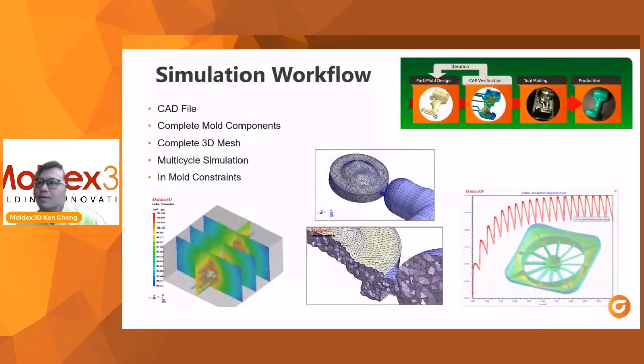This is the workflow of the simulation. You take your CAD model from Cimatron or from other CAD software, and then you import it into Moldex3D. We generate a 3D mesh. Once the mesh is finished, you select the material and set the process conditions. Then you are able to understand where the hot spot is, how the part is going to warp or shrink, and also the fiber orientation.